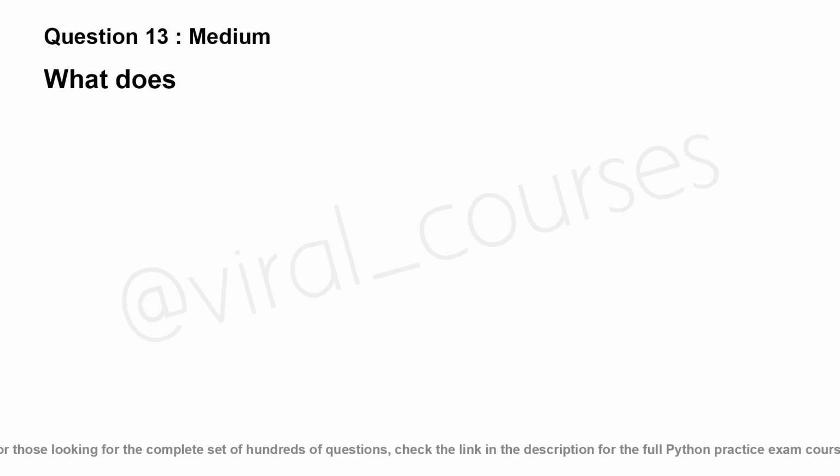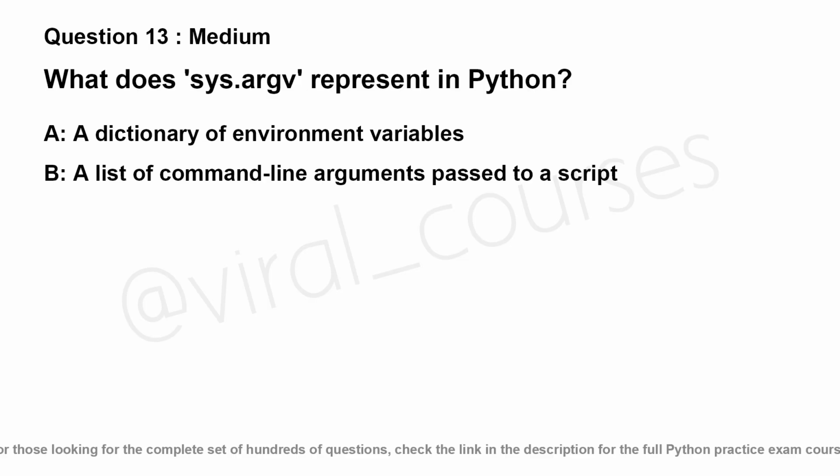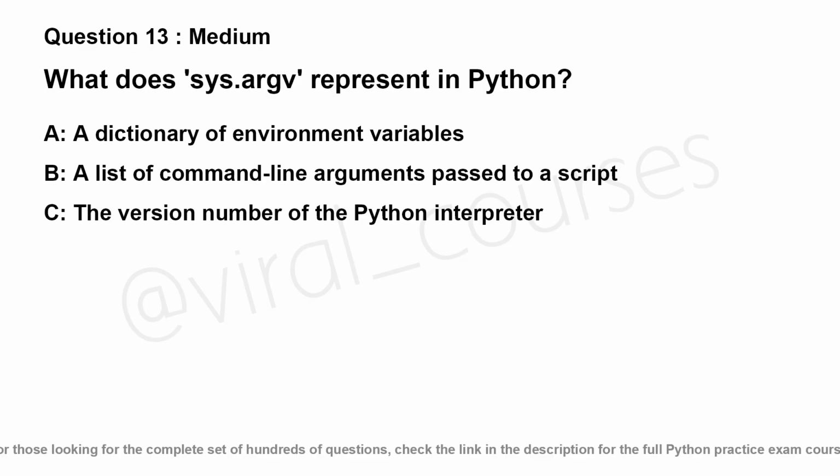What does sys.argv represent in Python? Option A, a dictionary of environment variables. Option B, a list of command line arguments passed to a script. Option C, the version number of the Python interpreter. Option D, the path to the standard library.